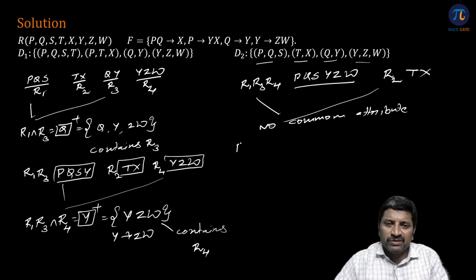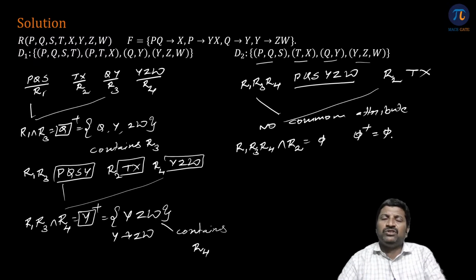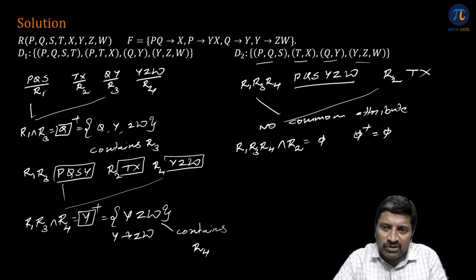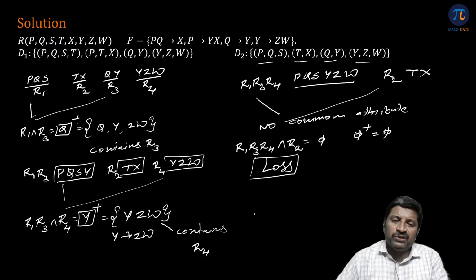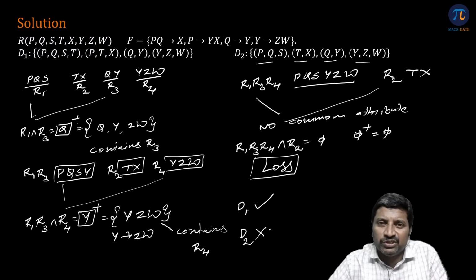So that means the intersection of R1, R3, R4 with R2 is equal to empty. Sir, what is the closure of empty? It is empty only, because with no details we will get no details only. So it is lossy. Hope you understood it. So in the given example, D1 has no loss, D2 has a loss. Hope you understood it.